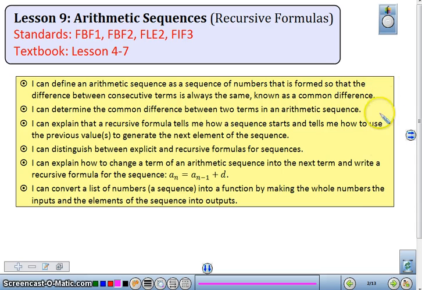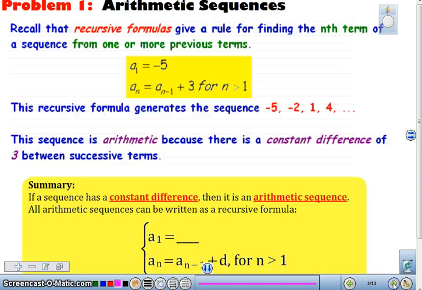These are your I can statements, so that as we finish this lesson off, you need to be able to distinguish between explicit and recursive. You need to explain how we change the terms to the next one, writing our sequences, how we can convert a list of numbers into a function, and doing all of these different things in here. And again, throughout the lesson, I'm going to keep coming back to these. Make sure you read them through and that they kind of make sense to you.